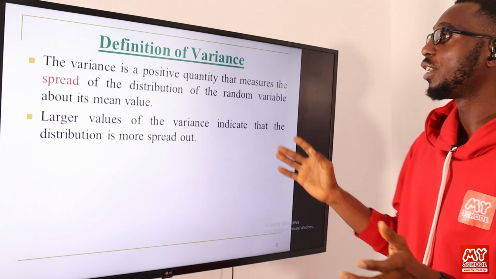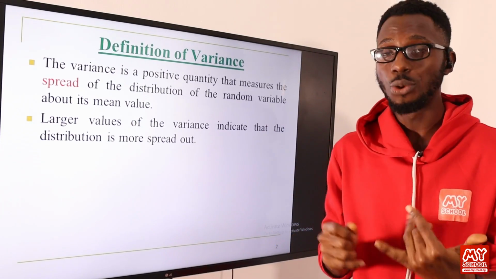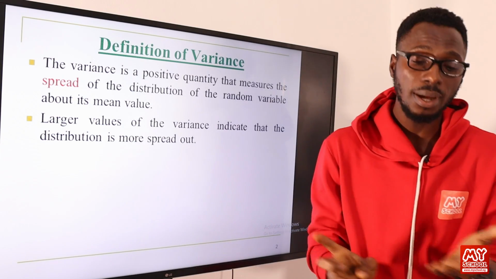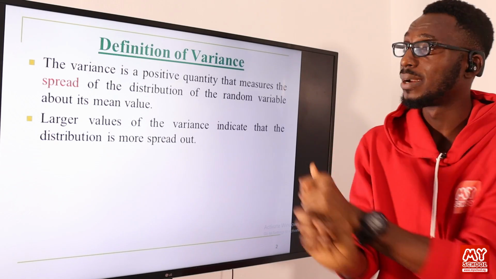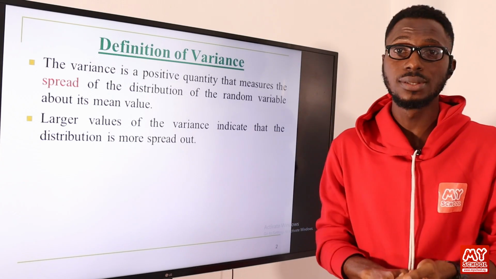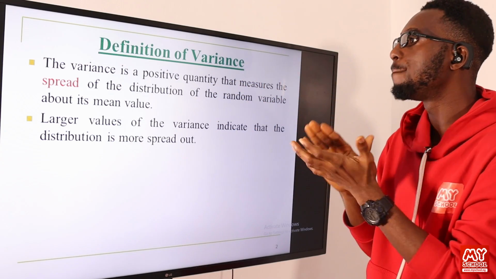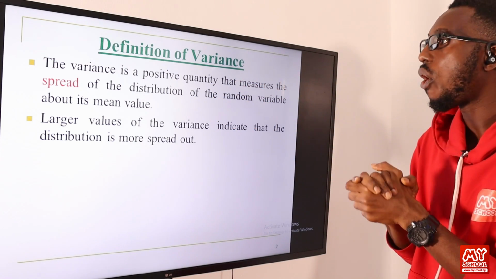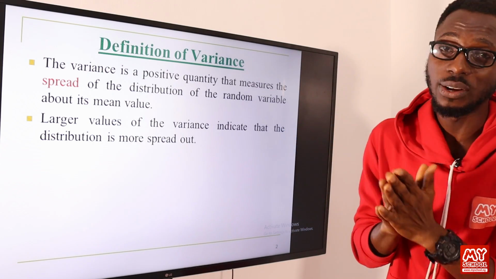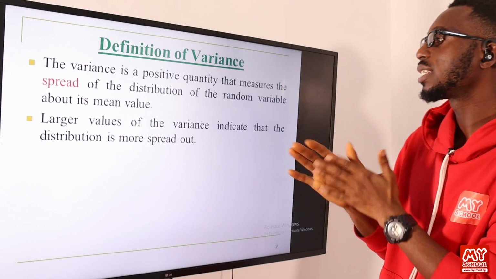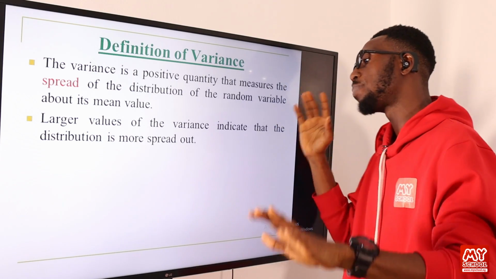So we have the definition of variance. We are talking about absolute measures of dispersion. We've talked about range, mean deviation, and quartile deviation, right? Right now we are coming to variance. The variance is a positive quantity that measures the spread of the distribution of the random variable about its mean value. I'm going to explain this. It's very easy. Larger values of the variance indicate that the distribution is more spread out.